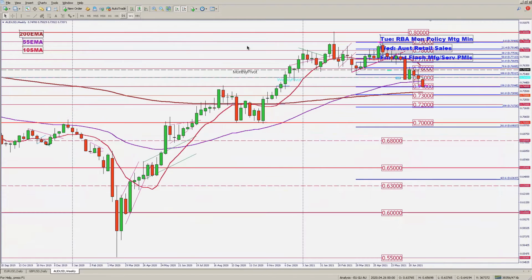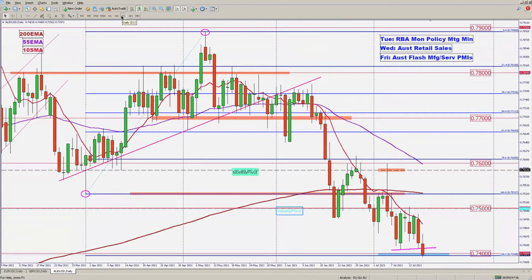If we take a look at the weekly time frame, you can see that after the previous week's spinning top, this was the break below the 55 EMA, and it's going to target the weekly 200 EMA at 0.7338 before it tries to target the 0.73. And this Tuesday, there's the RBA monetary policy meeting minutes that's going to be released. And we'll see if there's any changes there. And then minor news on the rest of the week with retail sales and the flash PMIs as well.